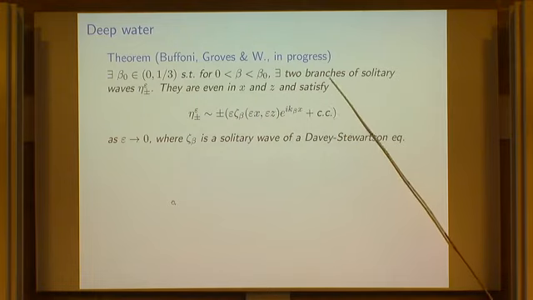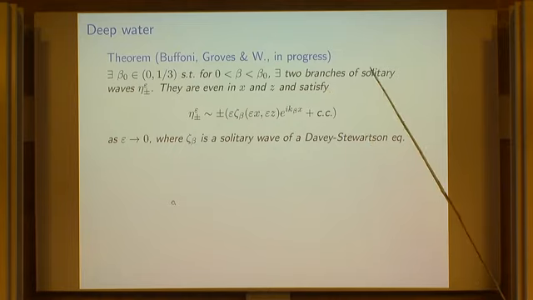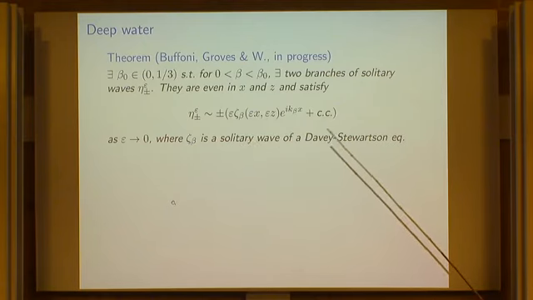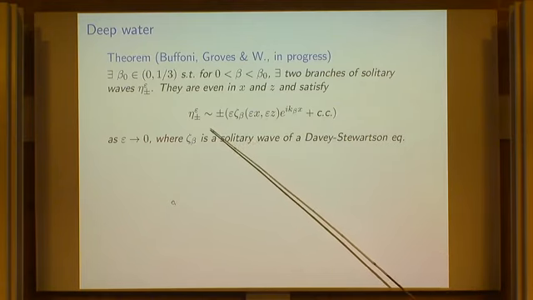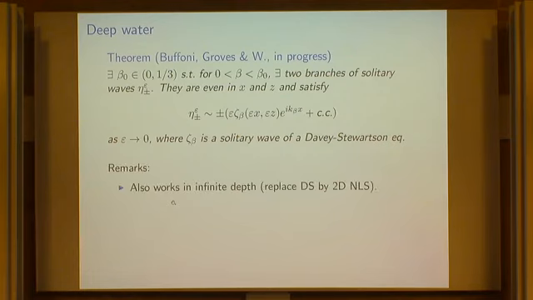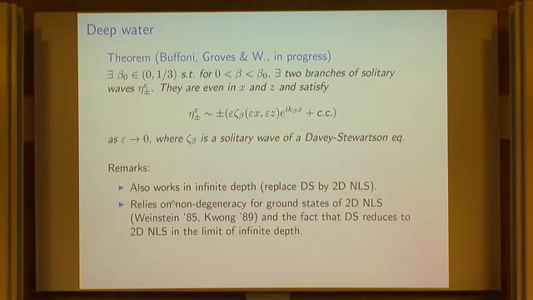Then we can actually say, as John Mark was asking about, that there are two branches of solitary waves. And we can say something about what they look like. They look, to leading order, like solutions of the Davey-Stewartson equation. And as I said, this also works in infinite depth, and it relies on non-degeneracy for ground states of 2D NLS. By non-degeneracy, I mean that if you take the 2D NLS equation, you know that there is a radial ground state solution, so it's monotone and so on.